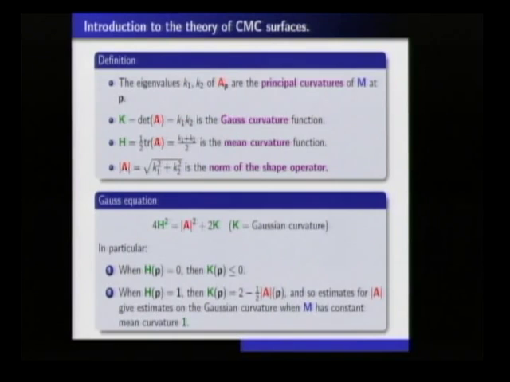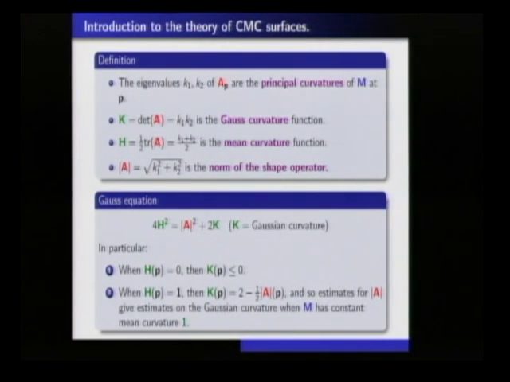And this is for R3. We have 4 times the mean curvature squared, that function squared, is equal to the norm squared of the second fundamental form plus 2 times the Gaussian curvature. And of course, immediately you get certain kinds of relationships. So if this is 0, over here, then you can see that the Gaussian curvature is going to be non-positive. That's one consequence of this equation.